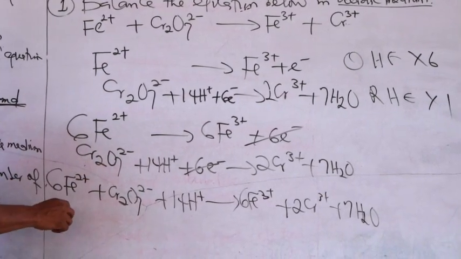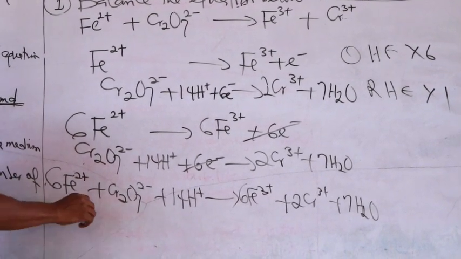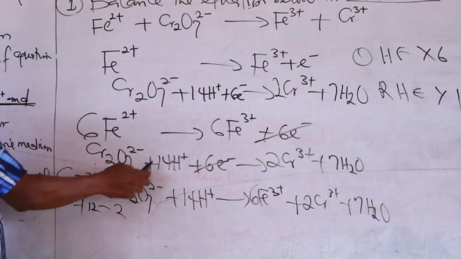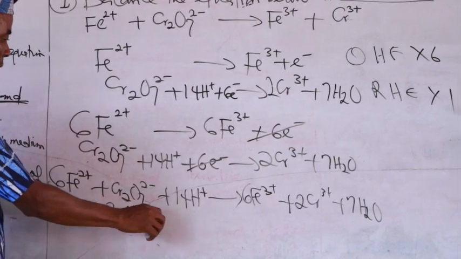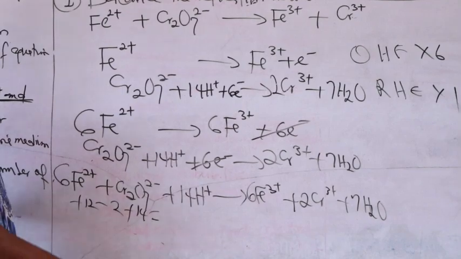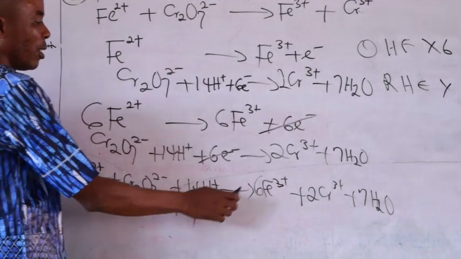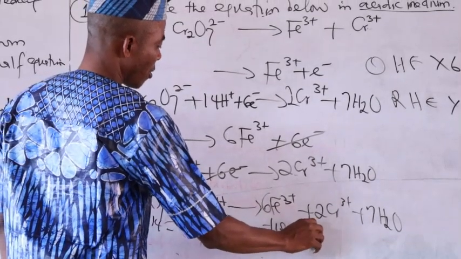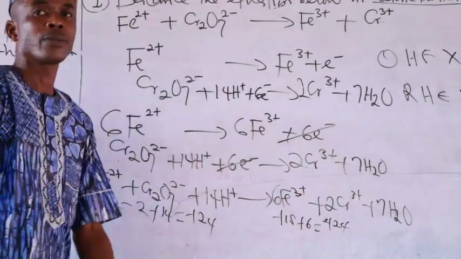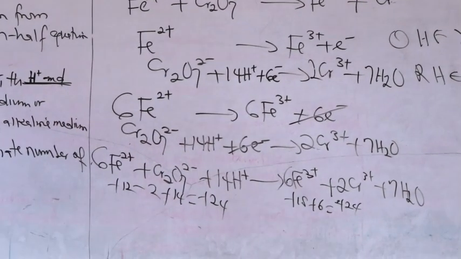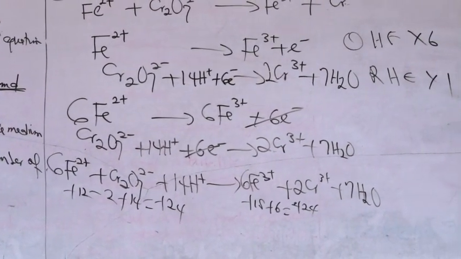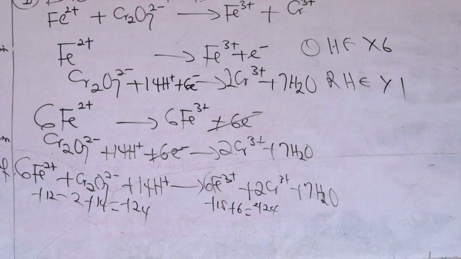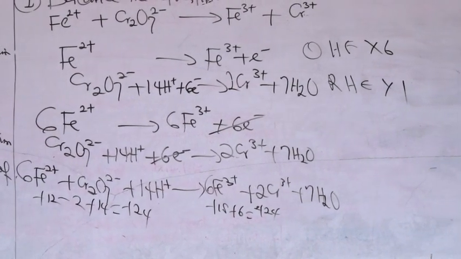6 times 2 minus, then plus 14. That is what? 24. That is plus 24. 6 times 3 plus 6 plus 24. So the equation is balanced. So the atoms and the charge are balanced for you to know that the equation is actually balanced.